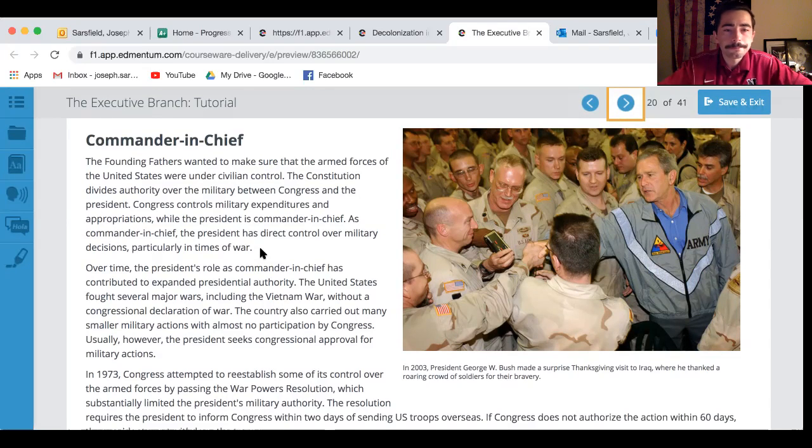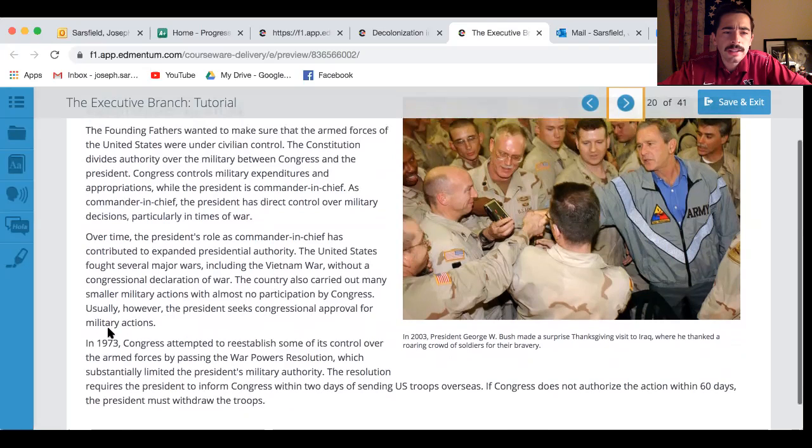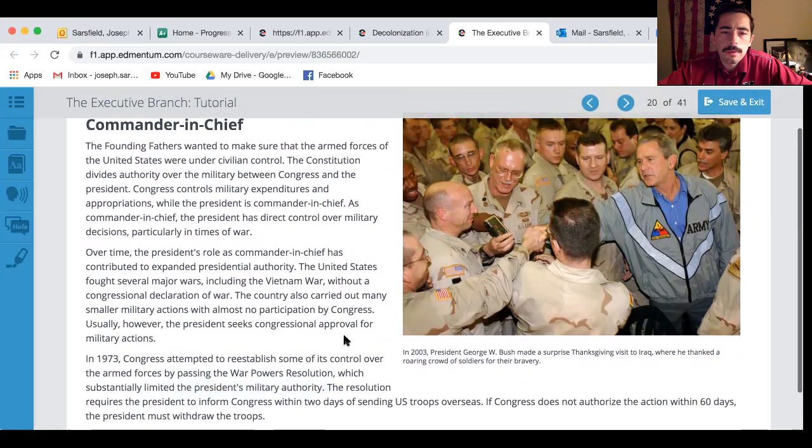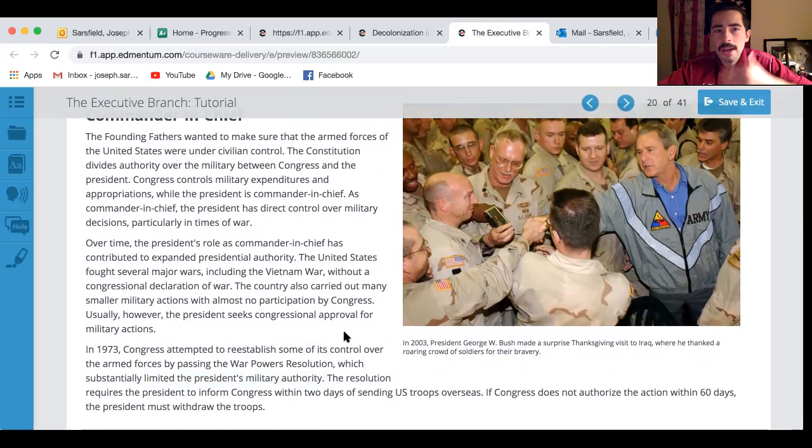when we're at war. However, in 1973, because of LBJ and Nixon's actions in Vietnam, the War Powers Resolution was passed, which basically really limited the president's military authority. Or on slide 20 here, and what they can and cannot do in regard to war. So there are limits to what the president can do. They don't have all the power.